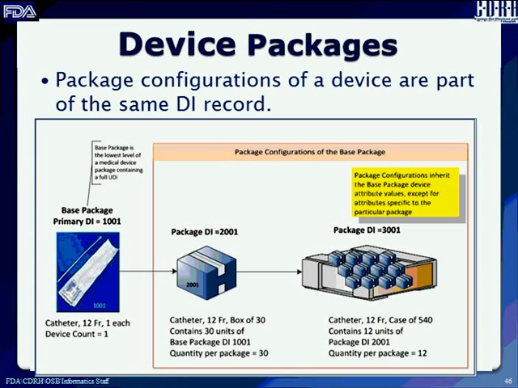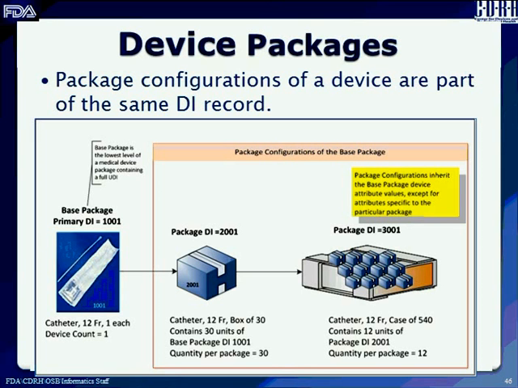So in this example, here is a catheter that is a base package, has a primary DI of 1001. If you take this base package and you put it inside a box, and you put 30 of these in a box, and you give that box a UDI of 2001, and then you take that box and you put 12 of those boxes in a case, and then you give that case 3001.